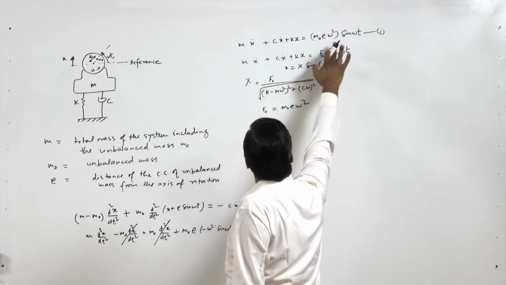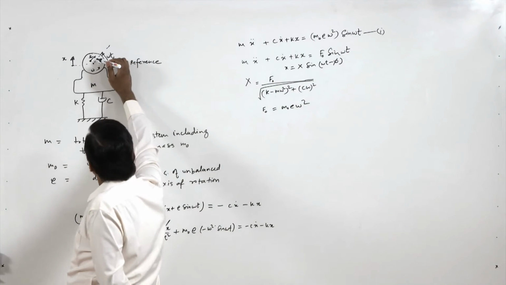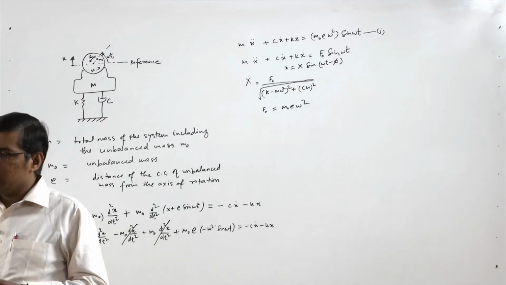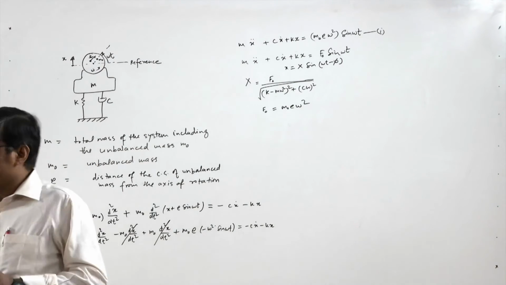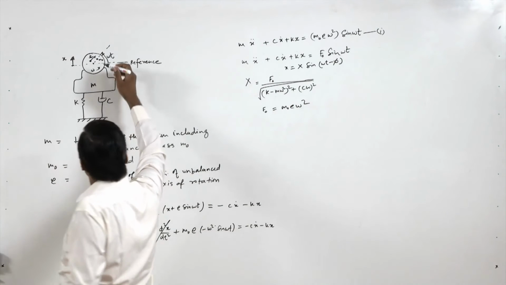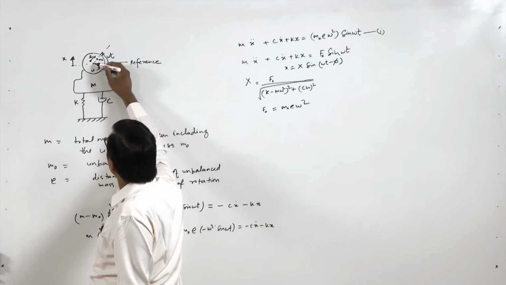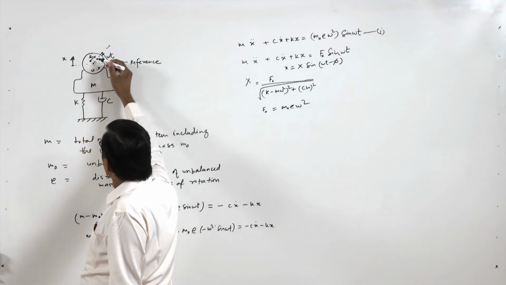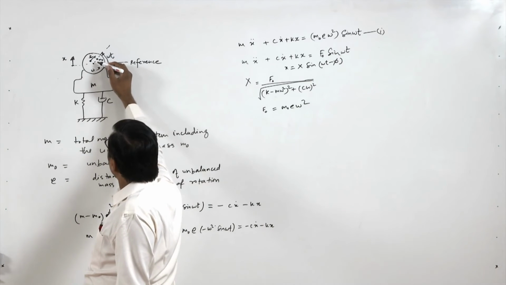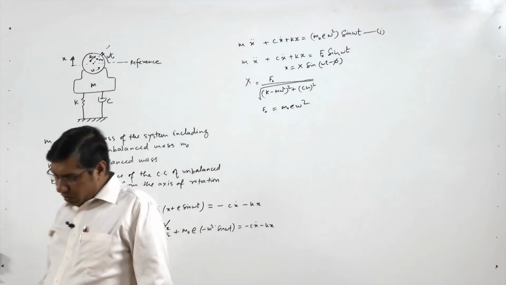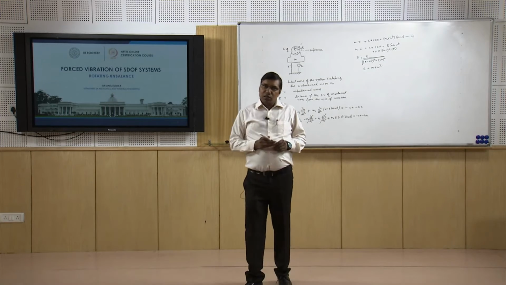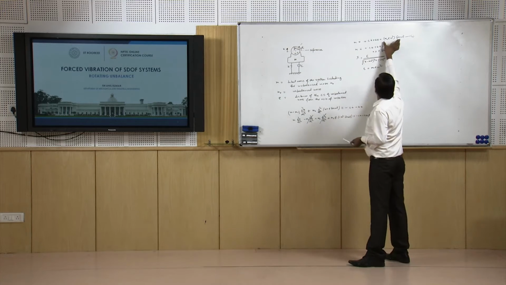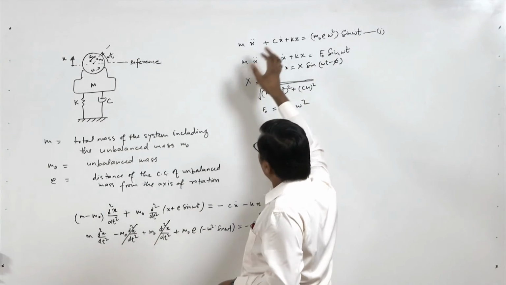So from this equation we can see that due to the unbalanced mass there is a centrifugal force, proportional to omega square, acting on this unbalanced mass. So it is m0 e omega square, the centrifugal force, and its component in the x direction is m0 e omega square sin omega t. So this same force is represented here.